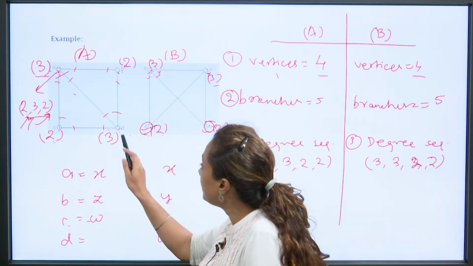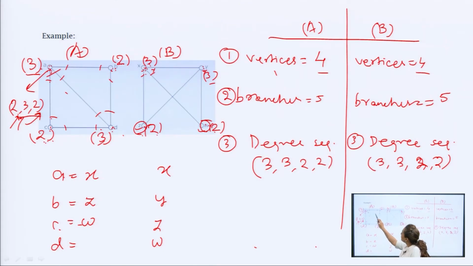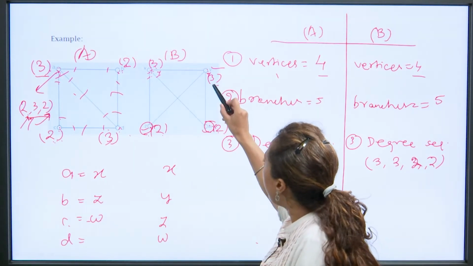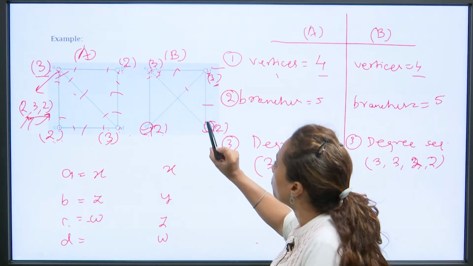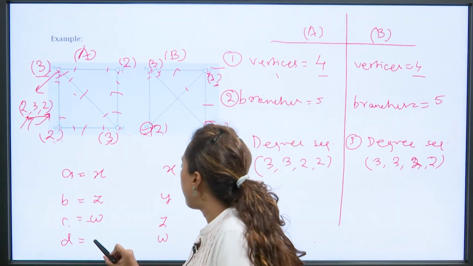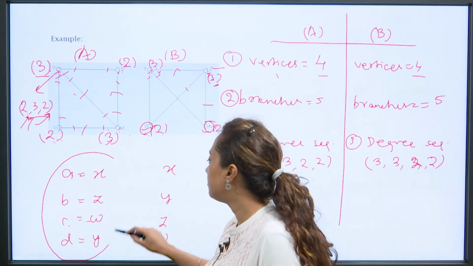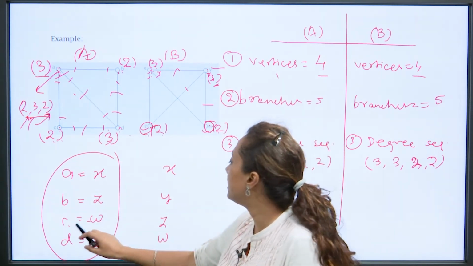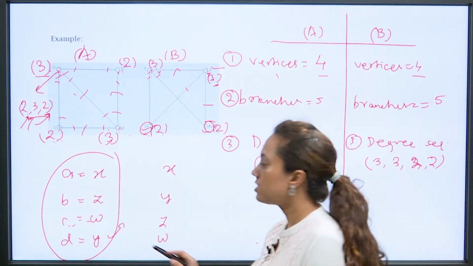Similarly, this D has a degree of 3 and it is connected with 3, 2 and 2. So, this D is mapped with Y, which has 3 degree and is connected with 3, 2 and 2, right. So, this is the mapping that happened. A is mapped with X, B is mapped with Z, C is mapped with W and D is mapped with Y. So, this is the mapping that happened.